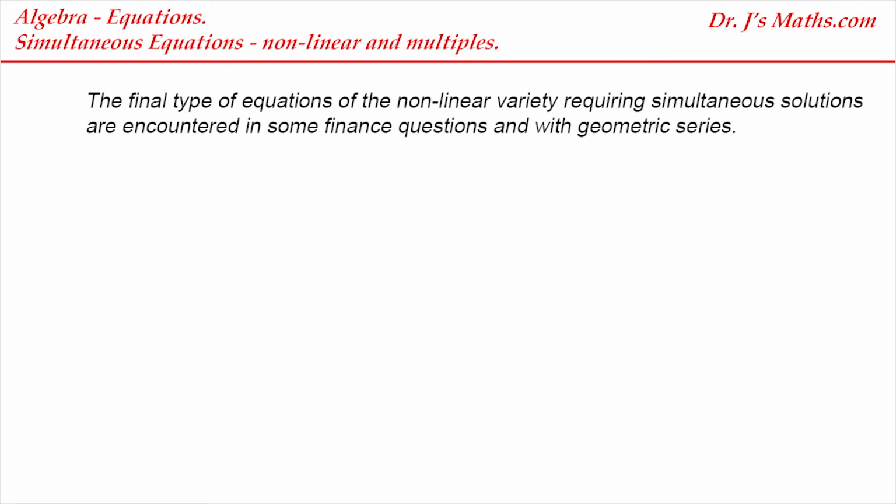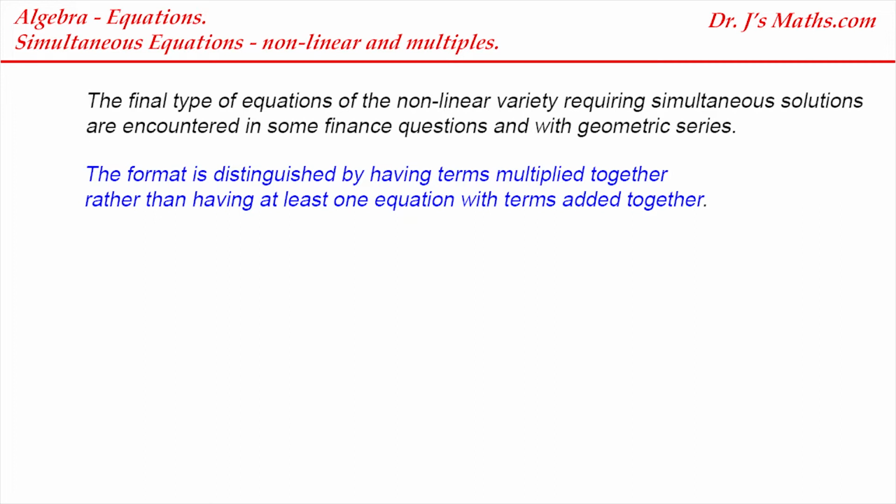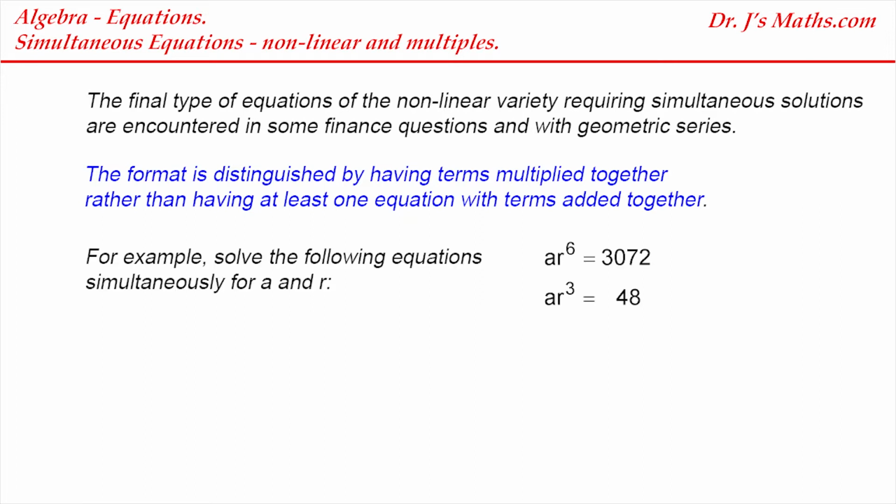The final type of equations of the nonlinear variety requiring simultaneous solutions are encountered in some finance questions and with geometric series. Unfortunately, they're very, very rarely taught and often taught in a very complex way. Now, the format is distinguished by having terms multiplied together rather than having at least one equation with terms added together. For example, we may have to solve the following equations simultaneously for a and r. First equation, ar to the 6th equals 3072. ar cubed is equal to 48.